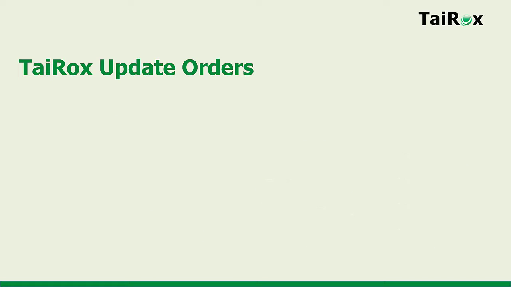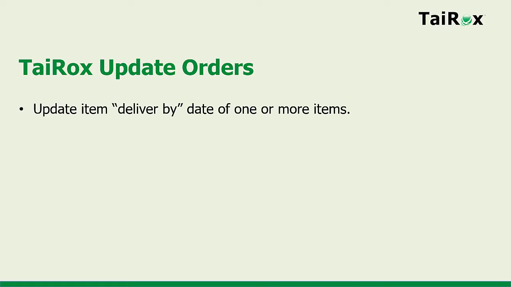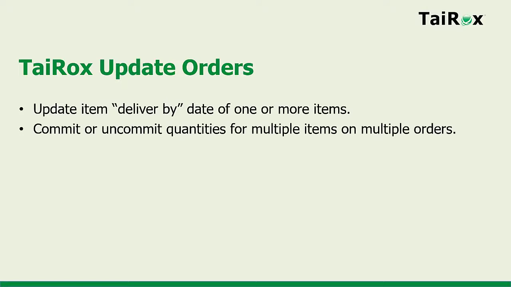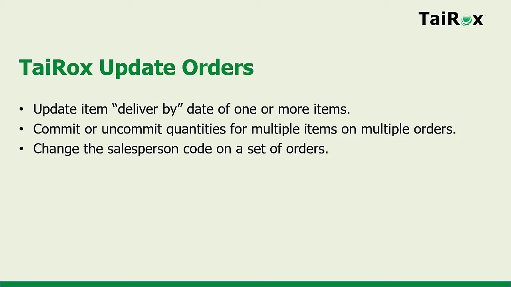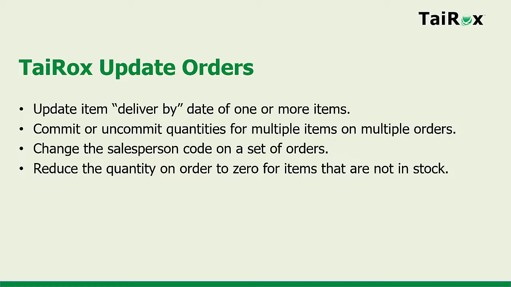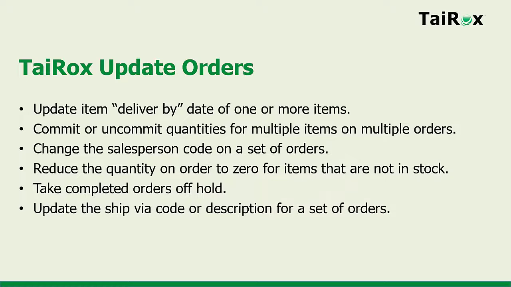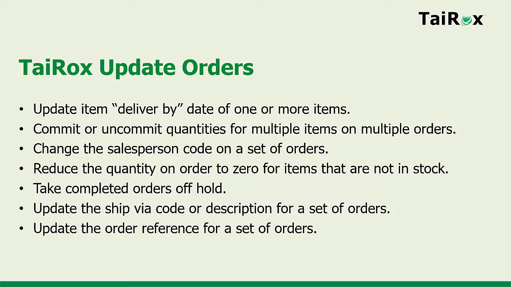orders, update the deliver by date of one or more items, commit or uncommit quantities for multiple items on multiple orders, change the salesperson code on a set of orders, reduce the quantity on order to 0 for items that are not in stock, take completed orders off hold, update the ship via code or description for a set of orders, and update the order reference for a set of orders.